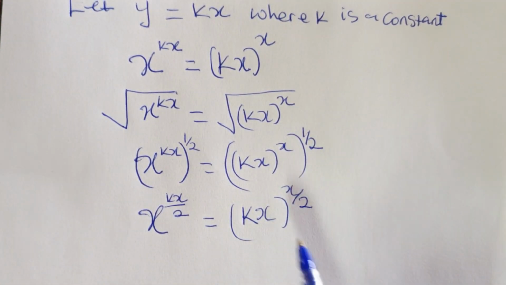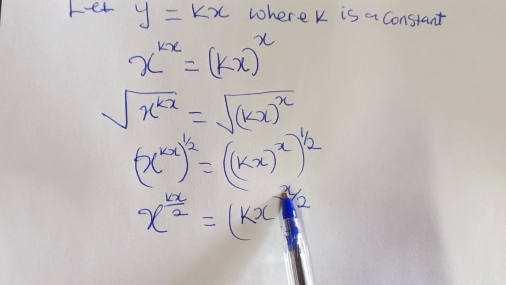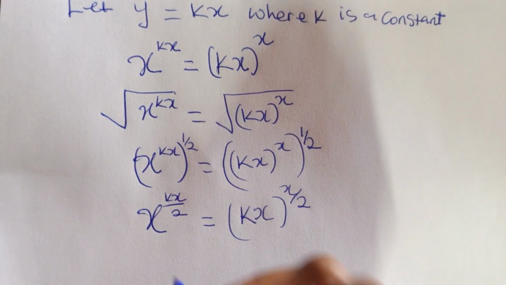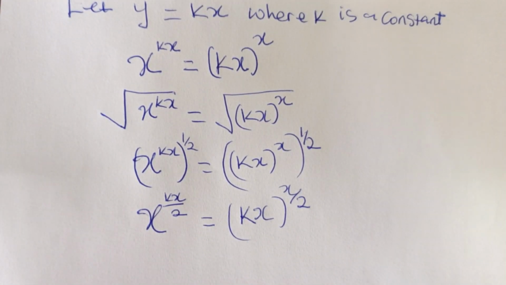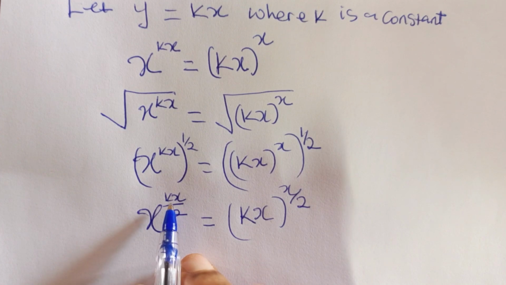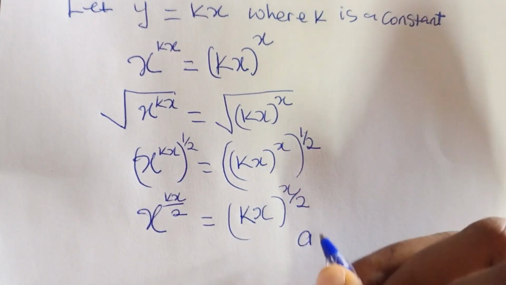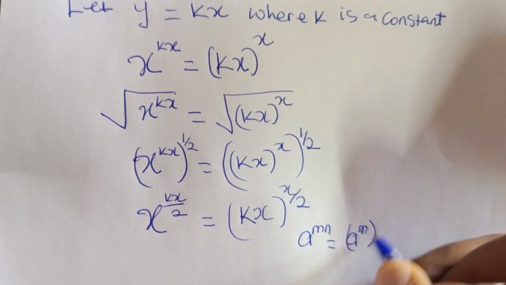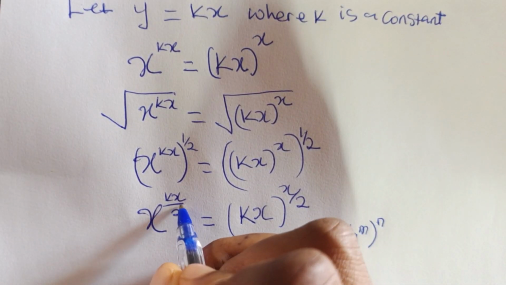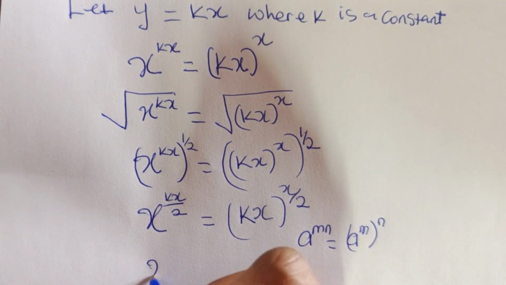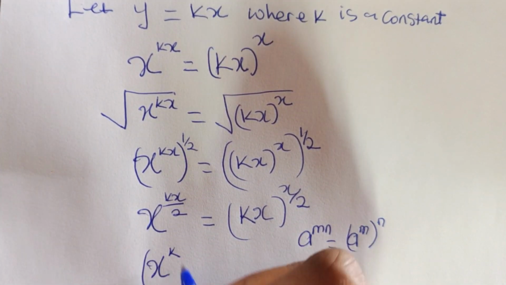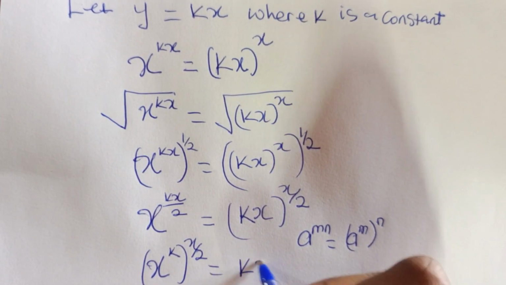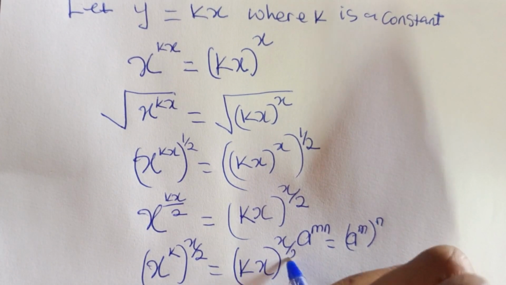We now want to write this side to also have x over 2. So we have to bring out x over 2 using this law of indices. So we have to write this kx over 2 in this form. A raised to power mn is the same as a raised to power m, bracket n. So we'll bring out x raised to power 2. So we have x raised to power k, bracket x over 2 equals kx, bracket x over 2.